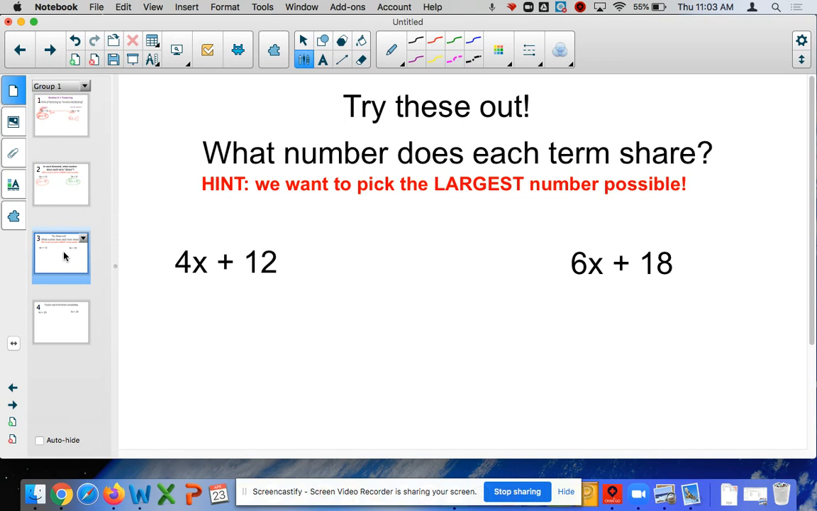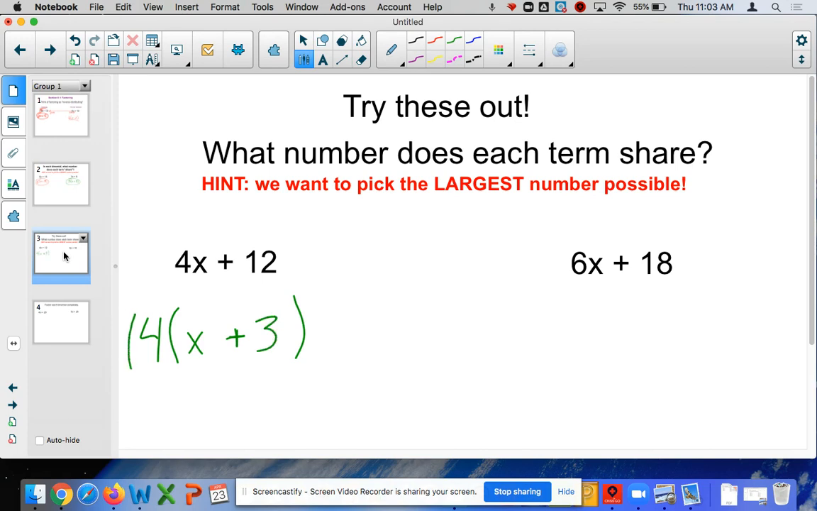I'm actually going to choose 4. We want to pick the largest one that we can, and maybe I'll show you why here in a second. So we got 4x plus 12, and I want to factor a 4 out of both of them. I know 4 times x gets me 4x. What's 12 divided by 4? It's 3.